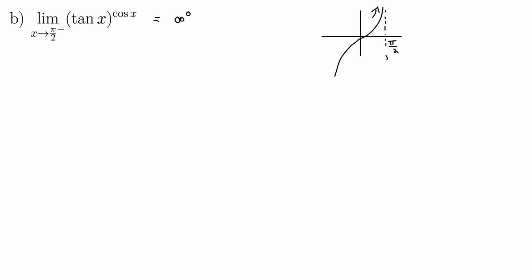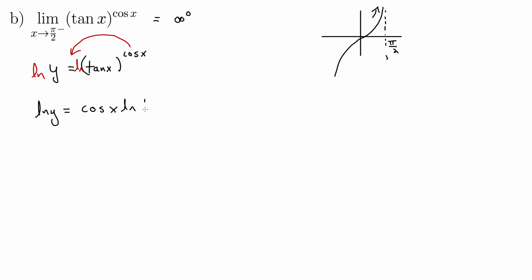Okay, well, we recognize this form. This is one of those forms where we take the natural log of both sides. So let's write this as y equals tan x all to the cos x, and then take the natural log of both sides there. What does that do for us? It gets this cos x down to the front. Thus we have natural log of y equals cos x natural log tan x.